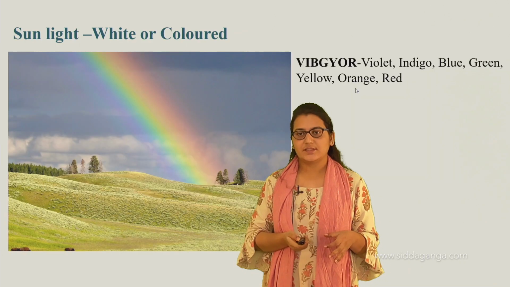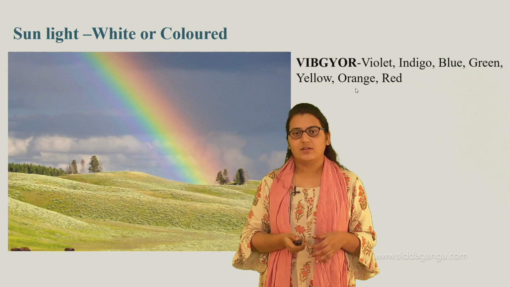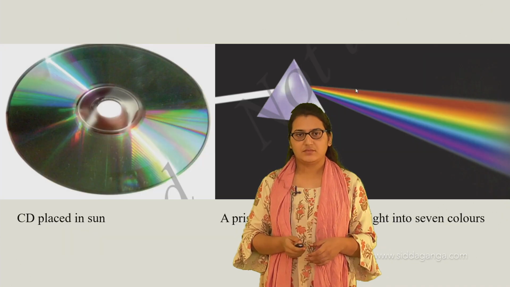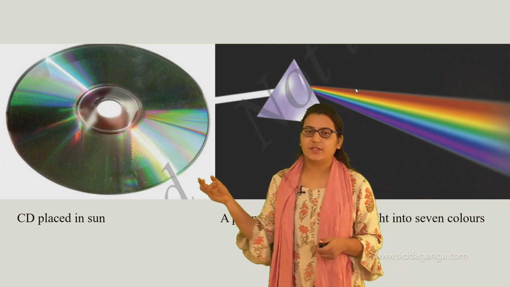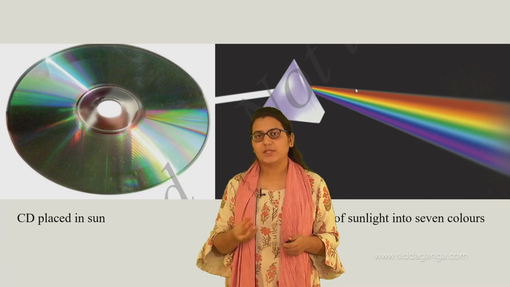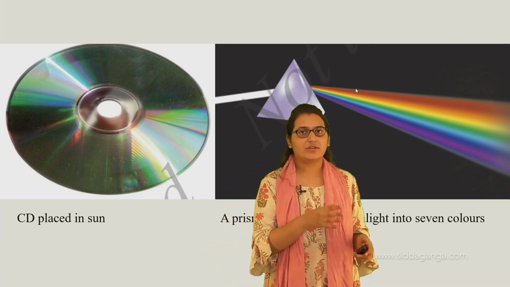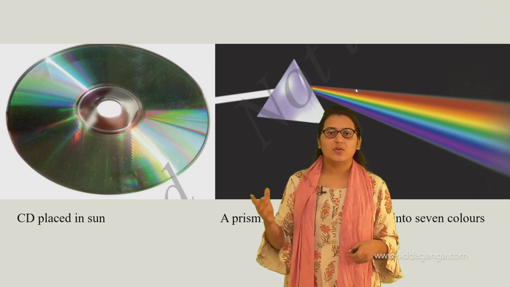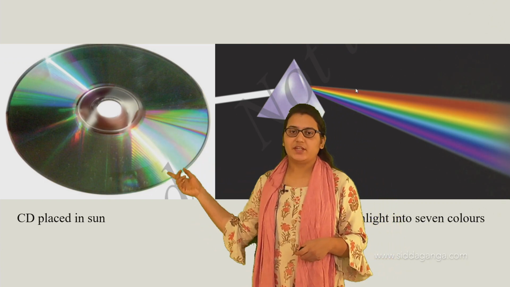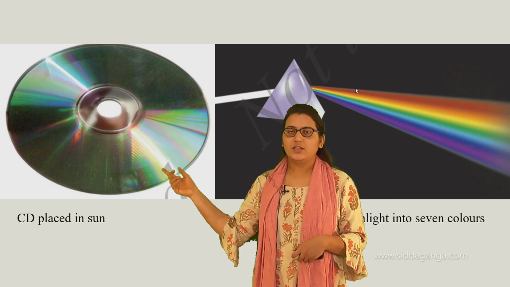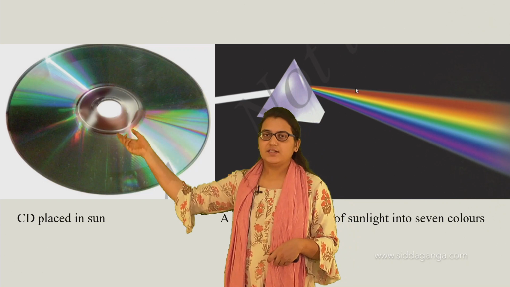Here is an example to see. Take a CD. If we take a plain CD and keep it in front of the sun or the light, when we keep it outside to the sun or to the light, its surface appears to be shiny. Here we can see lights, right? Here we can see blue, green, red. These are the light reflections we can see.